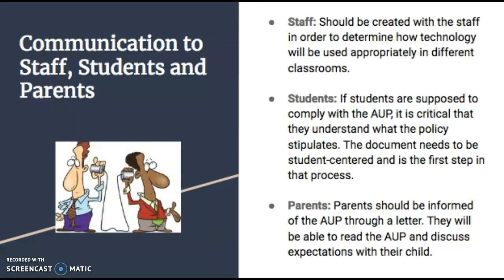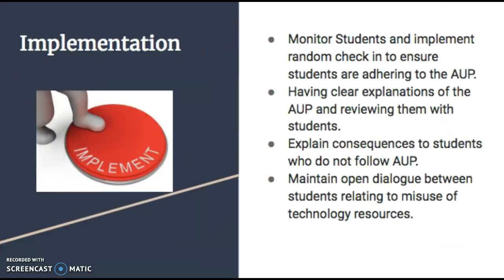And then finally, parents should also be informed of the AUP through a letter. They will be able to read the AUP and discuss the expectations with their child. So with the AUP that you saw on the previous slide, students can talk with their parents, and parents can talk to their students about what they're expecting of them at school.